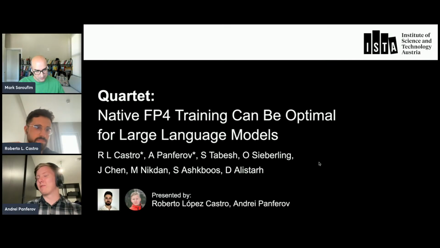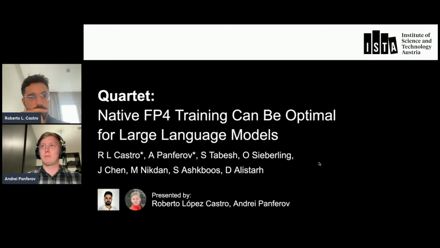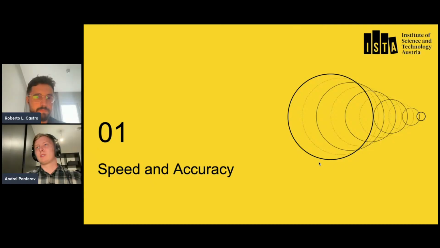Yes, thank you for inviting us, and thank you for the warm introduction. And yes, without further ado, let us get into the discussion about how native FP4 training can be optimal. What do we even mean by this? To start it off, we'll have to discuss how models are trained to begin with.